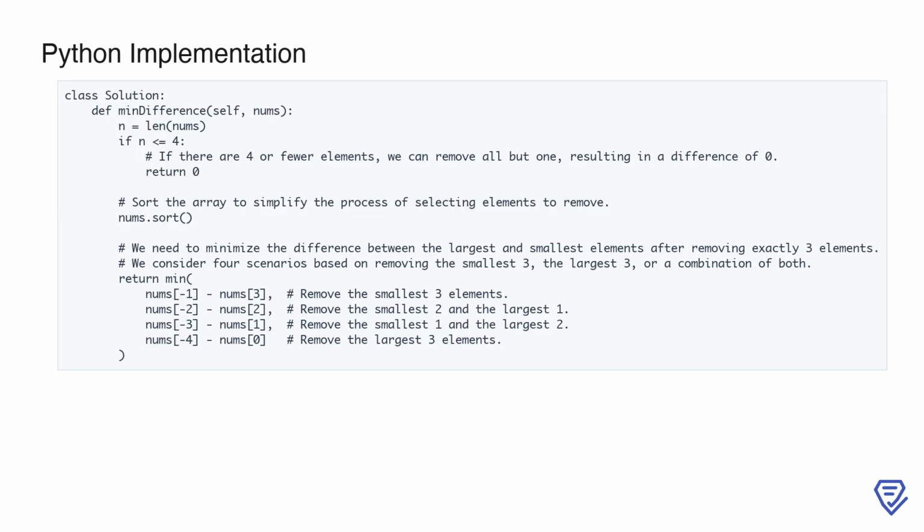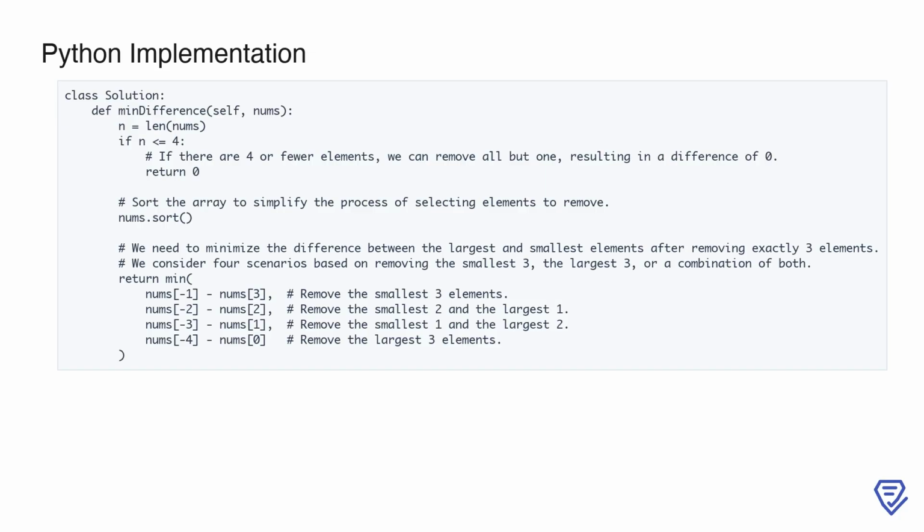This solution efficiently solves the problem of minimizing the difference between the largest and smallest values in an array after removing exactly 3 elements. The function starts by checking if the array contains 4 or fewer elements. In such cases, removing 3 elements leaves at most 1 element, so the difference is 0. Next, the array is sorted, which prepares it for a systematic evaluation of scenarios where 3 elements are removed. Sorting ensures that the smallest and largest elements are easily accessible.